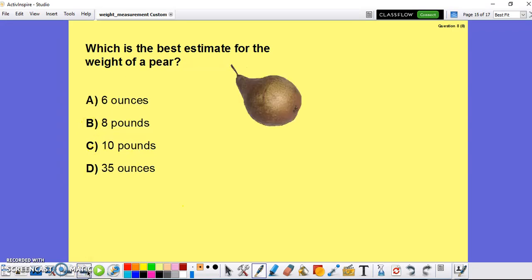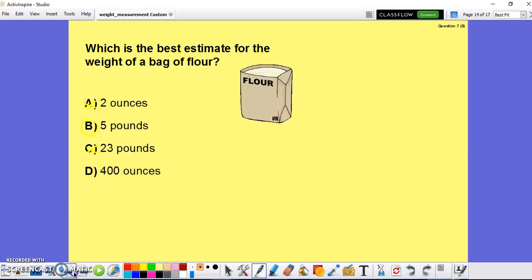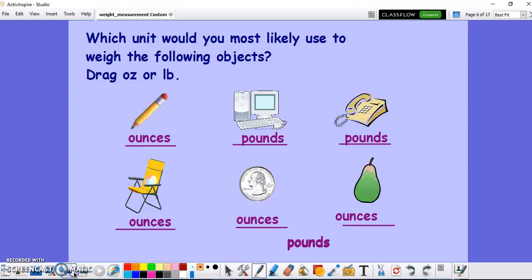How about this last question? Which is the best estimate for the weight of a pear? 6 ounces, 8 pounds, 10 pounds, or 35 ounces? Well, 6 ounces again is like saying 6 slices of bread. I'd measure the weight of a pear in ounces, and in this case, it would probably be closest to 6 slices of bread. So if you ever have a question, I'd go back to our little cheat sheet here.